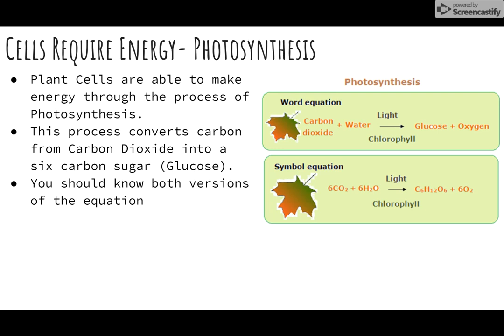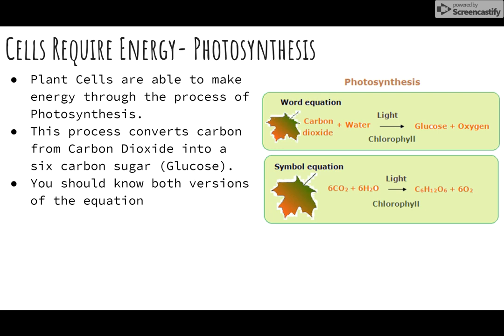So we take the carbon from carbon dioxide, we mix it with hydrogen and oxygen from water, and we're able to produce glucose, a very simple sugar. Over on the right-hand side of the screen, you will see the two versions of the equation. Up top, you have the word equation where it says carbon dioxide and water combine with light and chlorophyll, and we get glucose and oxygen as our products.